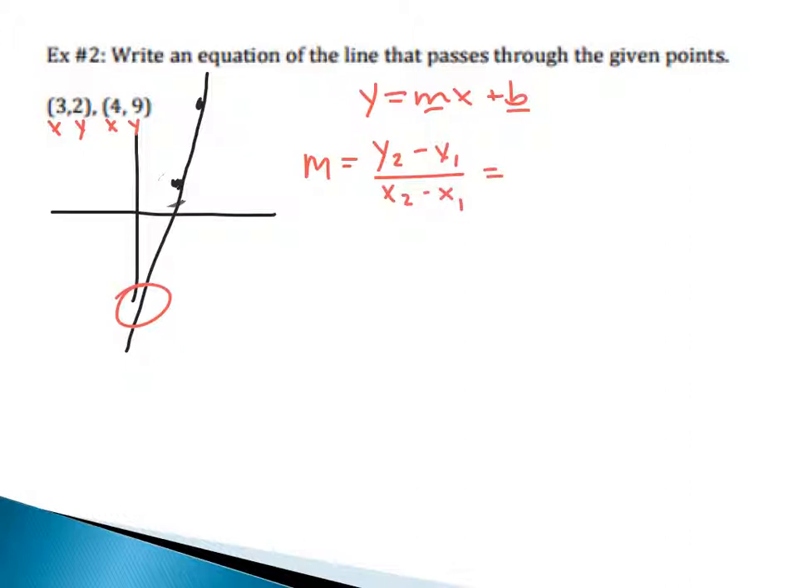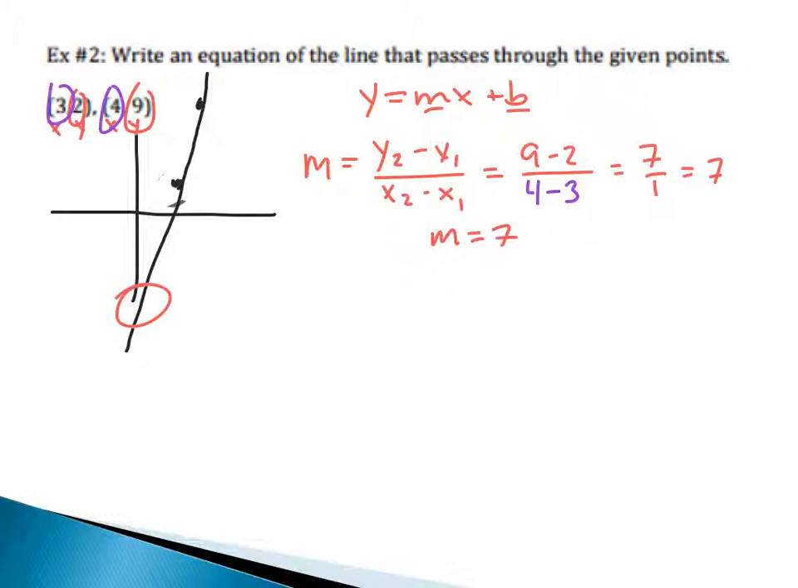Hopefully you're getting used to this. So my y values, I have 9 and 2, so I'm going to do 9 minus 2, divided by my x values, which is 4 and 3, so divided by 4 minus 3. That's going to give me 9 minus 2 is 7. 4 minus 3 is 1, so I know my slope is 7. Okay? So now I know m is equal to 7.